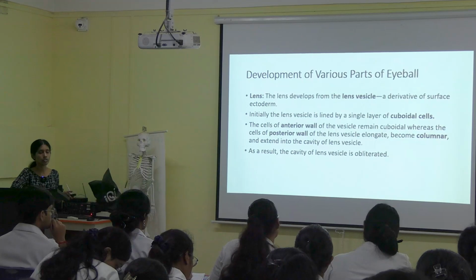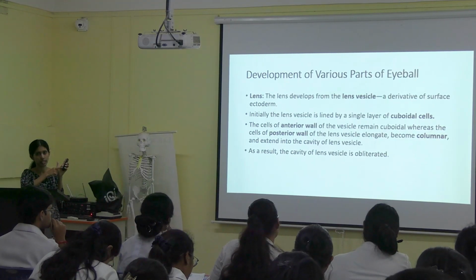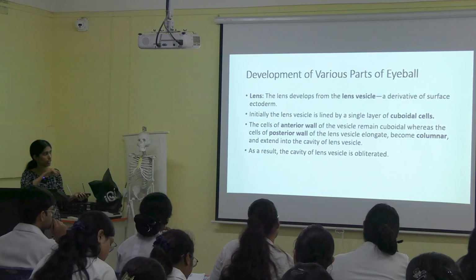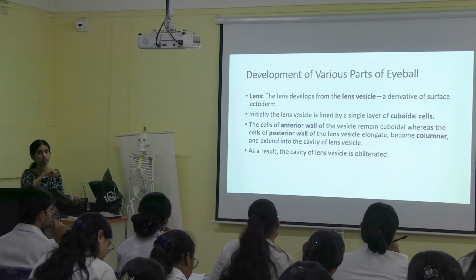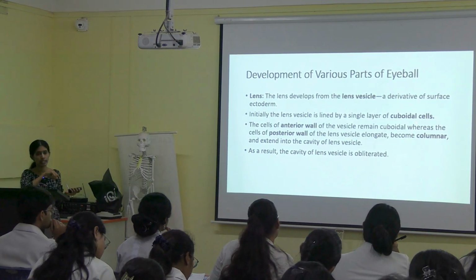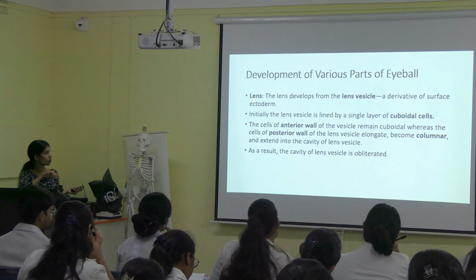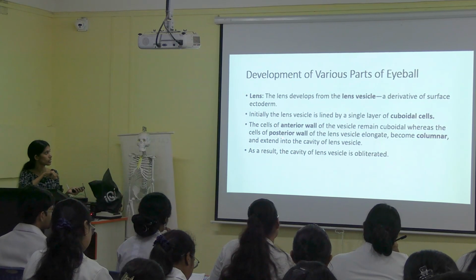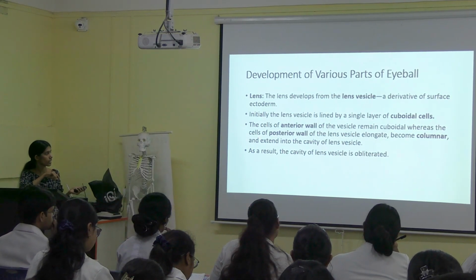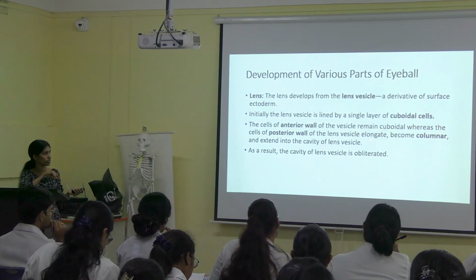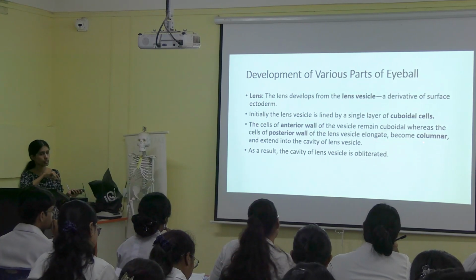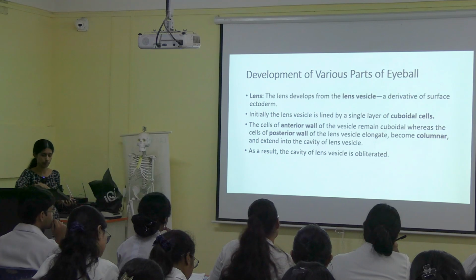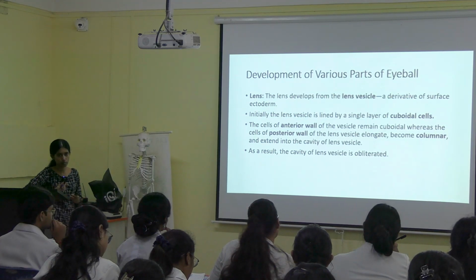Next, remember now to just try to imagine the circle part, that means only the lens part. So first, in the initial stage, your lens is only lined by a single layer of cuboidal cells. The cells of the anterior wall of the vesicle remain cuboidal, whereas the cells of the posterior wall of the lens vesicle will elongate, become columnar and extend into the cavity of your lens vesicle. So what have you understood?